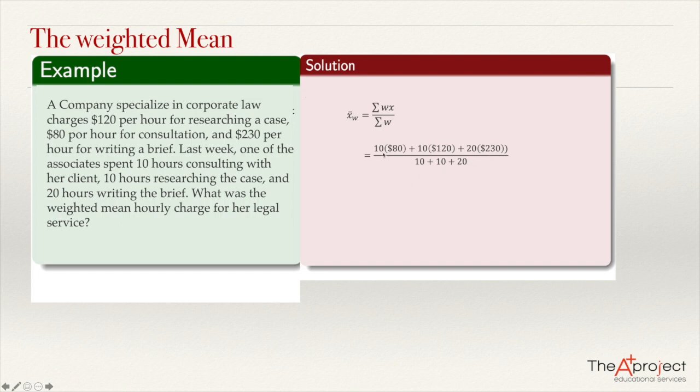So the sum of all the weights will be 10 plus 10 plus 20, that is written at the bottom. Now if you use your calculator, 10 times 80 plus 10 times 120 plus 20 times 230, you get 6,600. 6,600 divided by the sum of the weights, that is 40. If you do that using your calculator, the answer is 165. And that's the answer for this problem. Let's see another question.